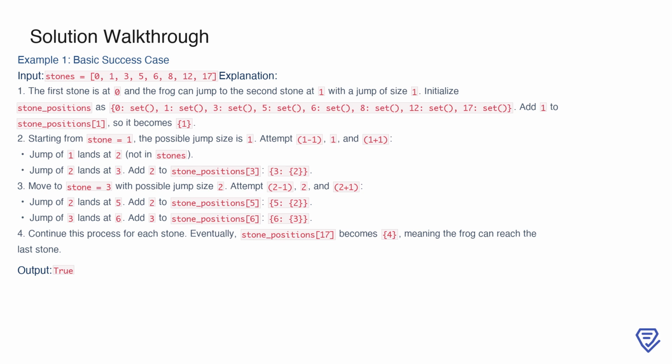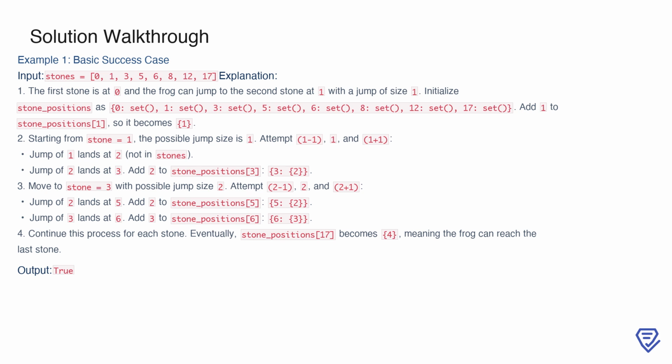Here, we start with a basic success case. The input array of stones is given as 0, 1, 3, 5, 6, 8, 12, 17. The frog begins on stone 0 and can jump to the next stone at 1 with a jump of size 1. To track possible jumps, we initialize stone_positions as a dictionary where each stone maps to an empty set. As the frog jumps to stone 1, we add the jump size of 1 to stone_positions[1], so it becomes {1}. Now, from stone 1, the frog evaluates possible jump sizes, 1 - 1, 1, and 1 + 1.